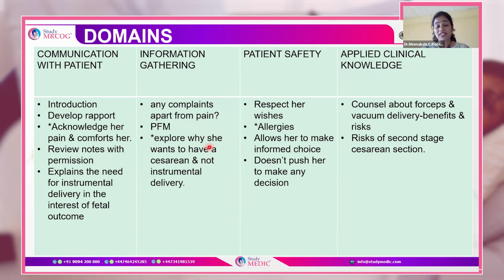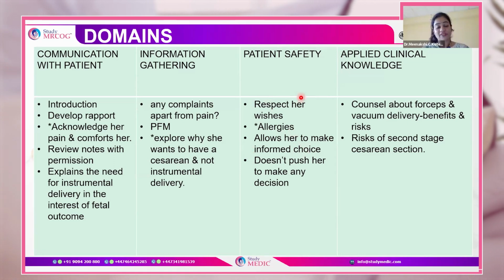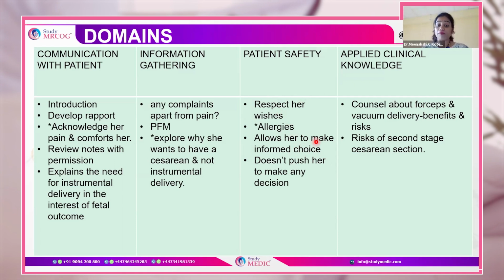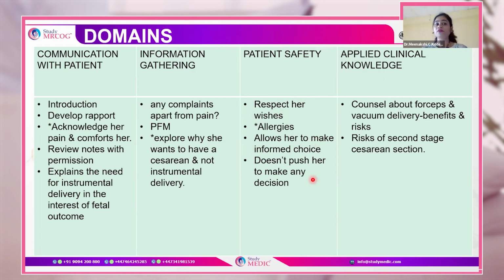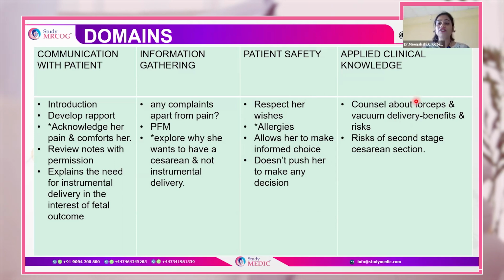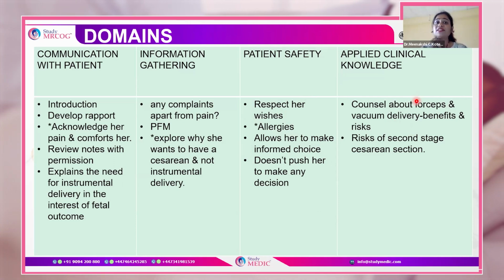And you have to see why exactly she wishes to go for a cesarean, or what is holding her back from having an instrumental delivery. Ruling out allergies, respecting her wishes is again patient safety, and allowing her to make an informed choice. And don't push her. Don't impose any kind of decision; it's going to be completely her choice. And counseling about the forceps and vacuum delivery. Sometimes an instruction would be given that you have to counsel for a forceps, and sometimes that you have to counsel for a vacuum.